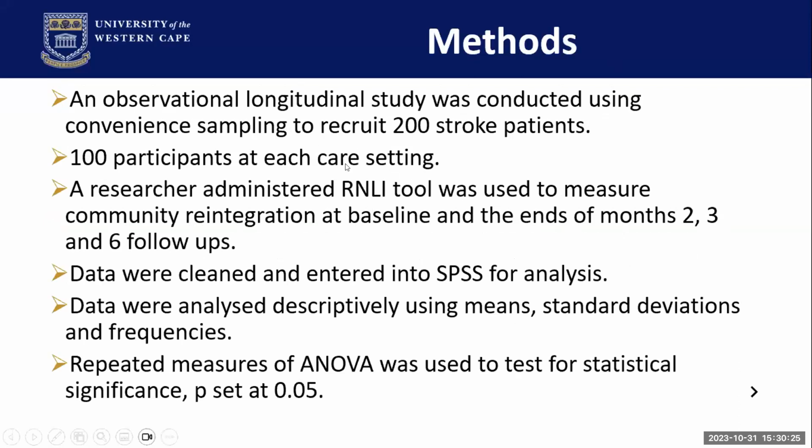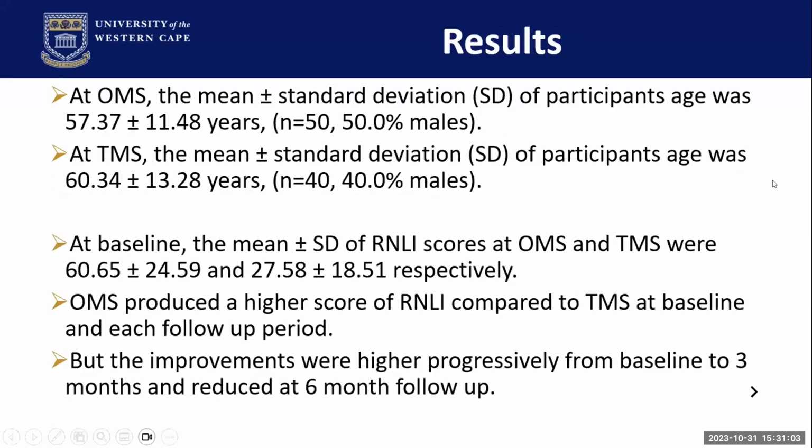A researcher-administered Reintegration to Normal Living Index 2 was used to measure the community reintegration of these patients at baseline and then at the ends of months 2, 3, and 6 follow-ups. The data was cleaned and entered into SPSS for analysis. It was analyzed descriptively using means, standard deviations, and frequencies. Inferential statistics was carried out using repeated measures ANOVA and then pairwise comparisons across the time periods for the data collection. Now let's look at the results.